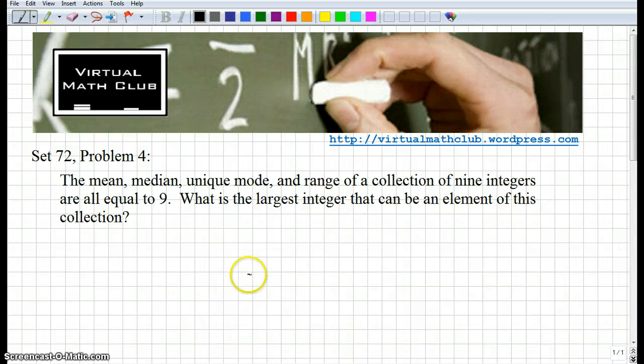The mean, median, unique mode, and range of a collection of 9 integers are all equal to 9. What is the largest integer that can be an element of this collection?